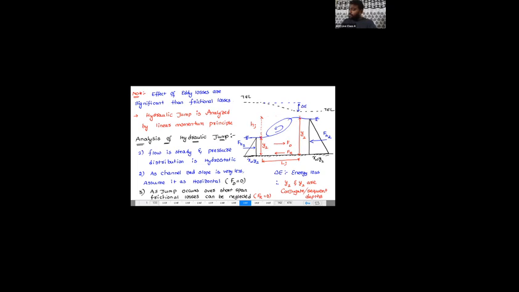Okay. So now, once we know this, where Hj is the height of jump, which is nothing but y2 minus y1, and Lj is the length of jump, and this Lj is approximately equal to 6.1 times the height of jump.